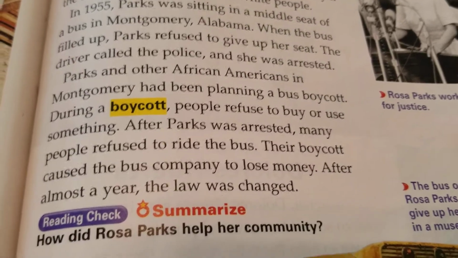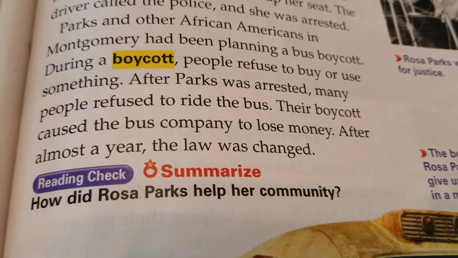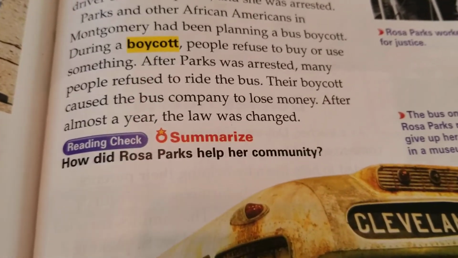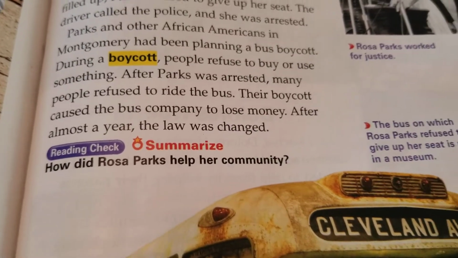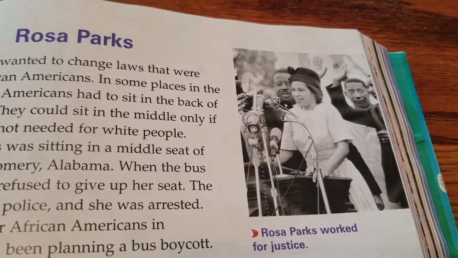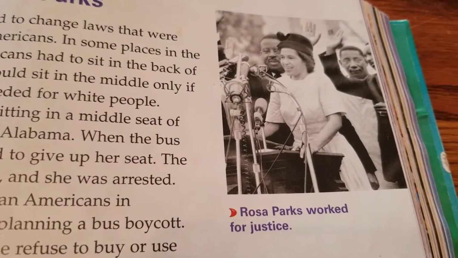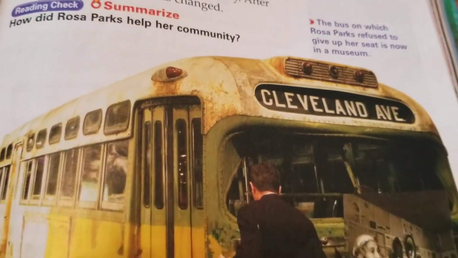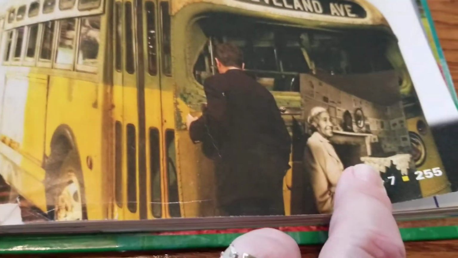Parks and other African Americans in Montgomery had been planning a bus boycott. During a boycott, people refused to buy or use something. After Parks was arrested, many people refused to ride the bus. Their boycott caused the bus company to lose money. After almost a year, the law was changed. Those people walked to work or wherever they needed to go for almost a year instead of paying to ride that bus, and the bus company was forced to make changes. So she brought about change in a peaceful way. She worked for justice. This bus, the bus on which Rosa Parks refused to give up her seat, is now in a museum. Awesome story.